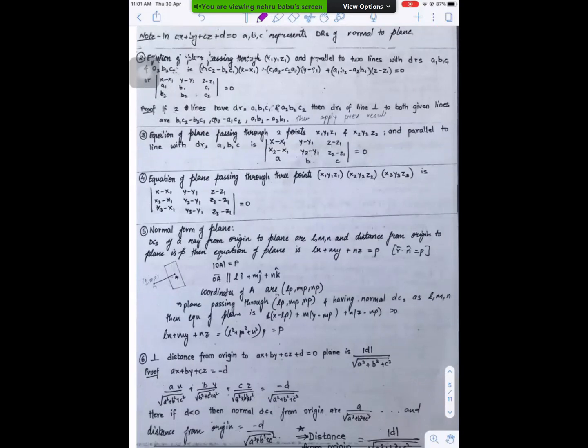Next, the equation of a plane, the different results we discussed. The equation of a plane passing through x1, y1, z1, which we discussed yesterday, is r bar dot r minus a dot b is 0. If a plane passes through x1, y1, z1 and has DRs of normal as a, b, c, then the equation is a into x minus x1 plus b into y minus y1 plus c into z minus z1 equal to 0. So, like that, different things we discussed: equation passing through 2 points, 3 points. From the last 2 days we are discussing these results.